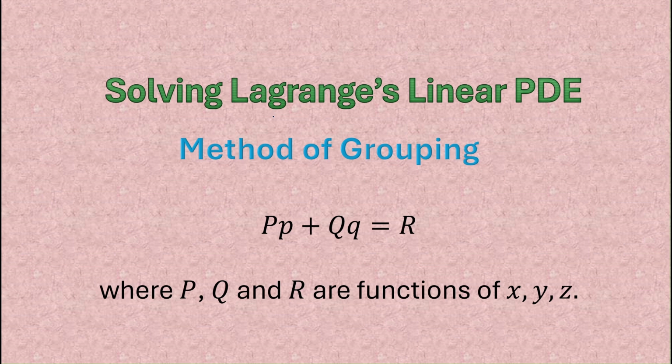In this video, we are going to see solving Lagrange's linear partial differential equation by the method of grouping. First of all, the Lagrange linear partial differential equation is of the form Pp plus Qq is equal to R, where capital P, capital Q and capital R are functions of x, y and z. Whenever we see Pp plus Qq is equal to R, that is called Lagrange's linear partial differential equation. Now we are going to solve a problem by the method of grouping.